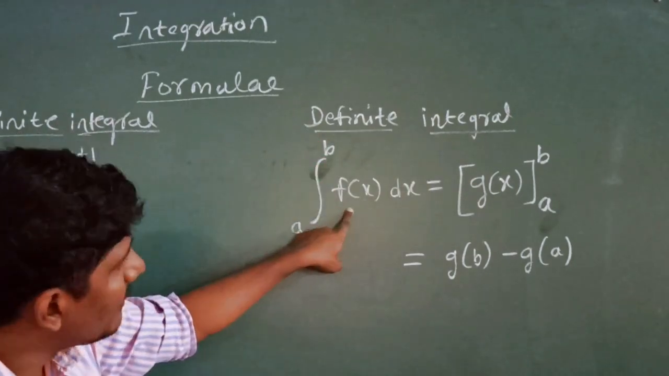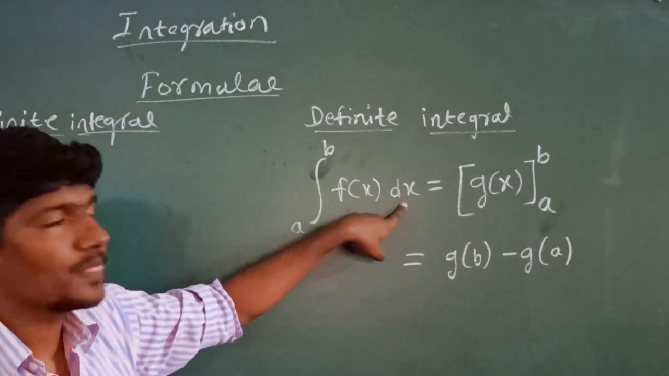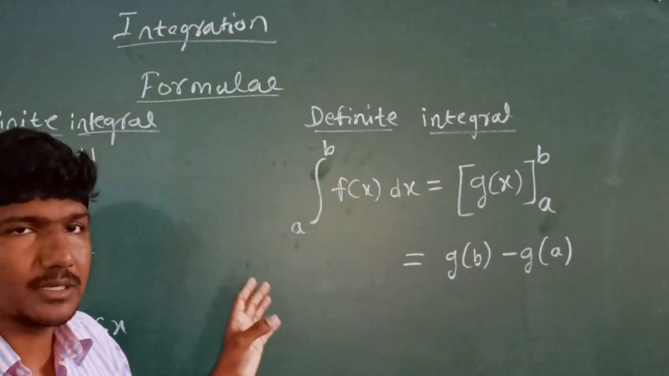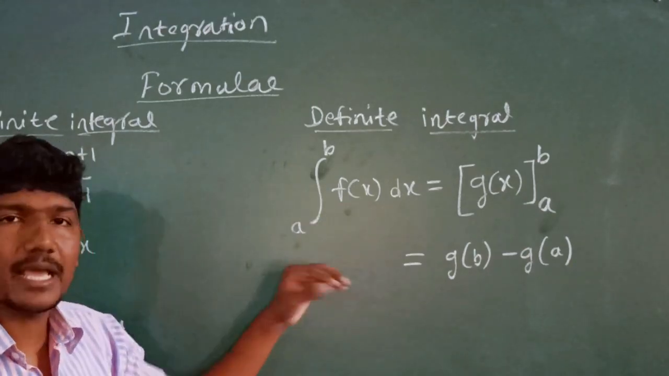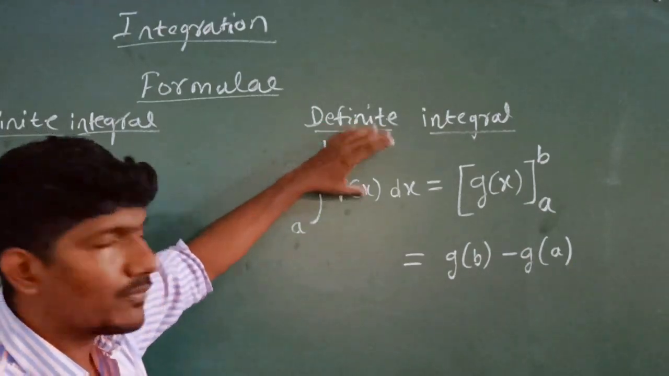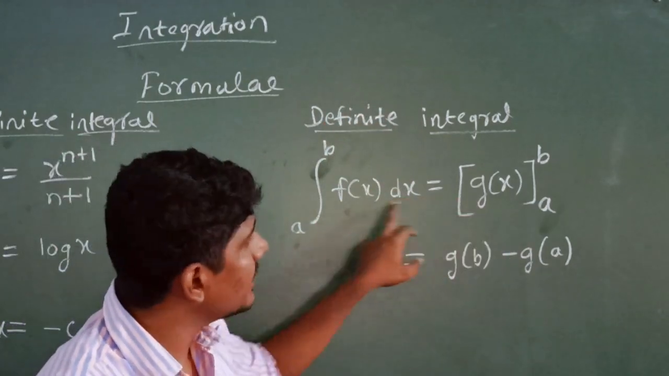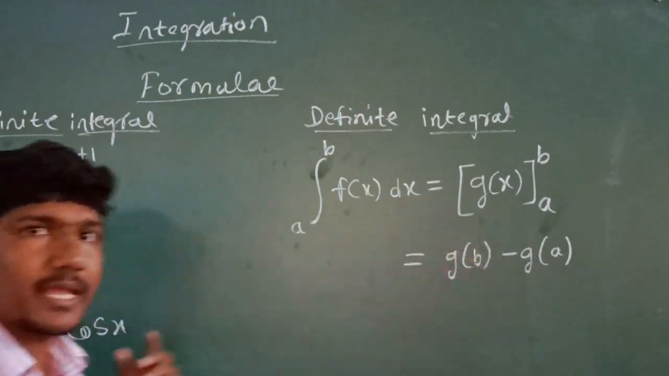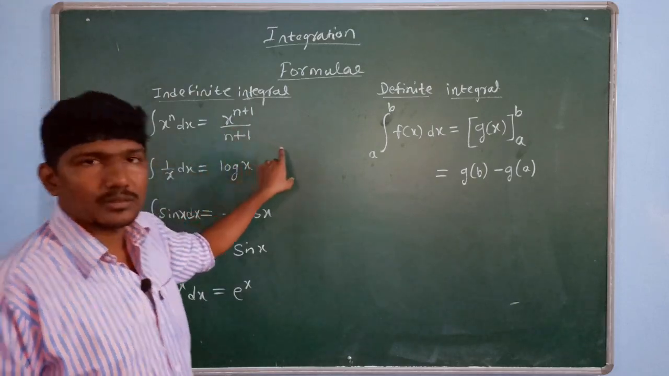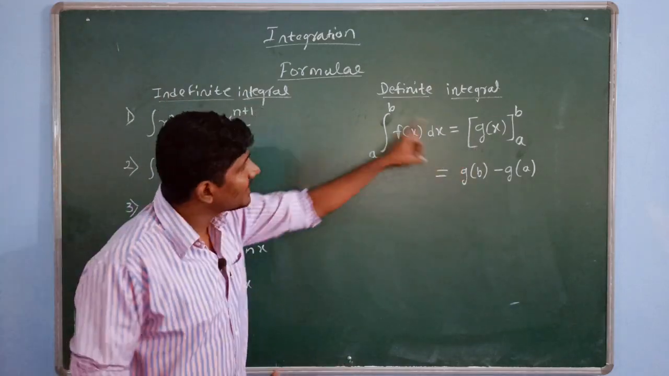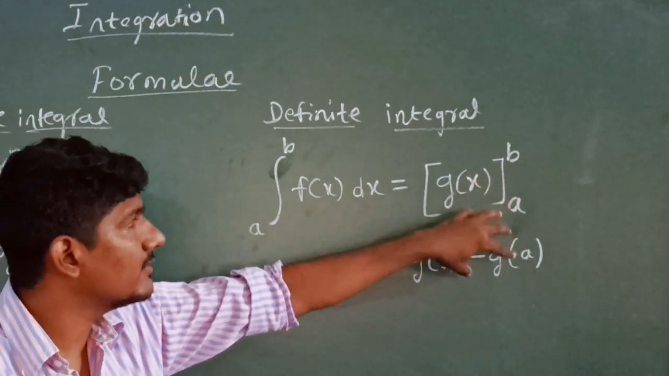So here we have f of x and dx. What is f of x? Any function. It may be x square, it may be sin x, it may be 1 by x, anything. Next, after integration, you get the answer. If it is x raised to n, you get the answer x raised to n plus 1 by n plus 1. Here, that is written as g of x, another function.